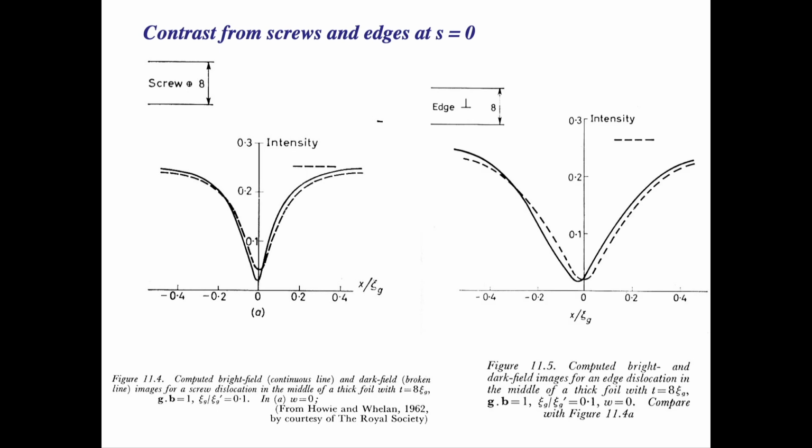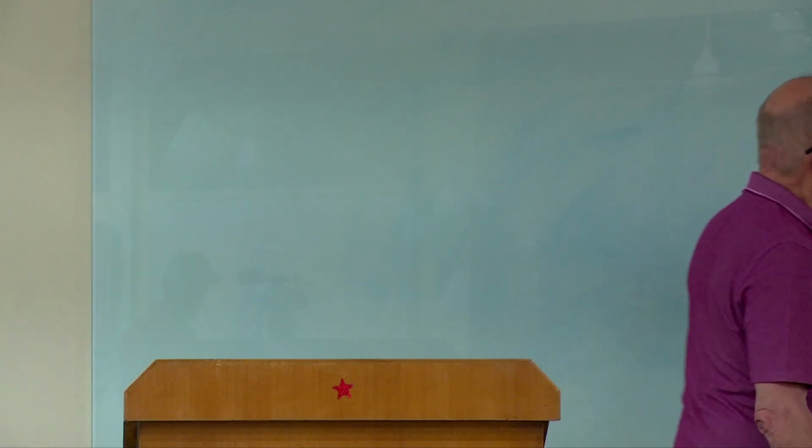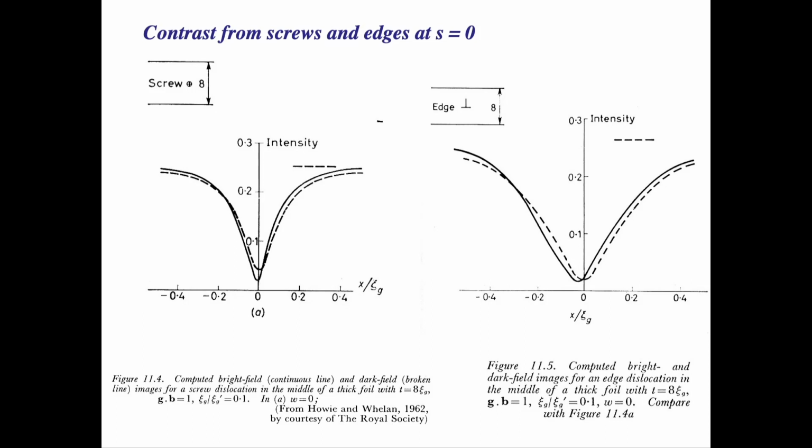For an edge, it's going to look like this. Again, same thing. The bright field image is the solid line, and the dashed line is the dark field. G dot B is 1. So for both edges and screws, we'd say that G dot B equals 1 is going to give us a single dark image, which is, of course, this contrast intensity decreasing here around the dislocation.